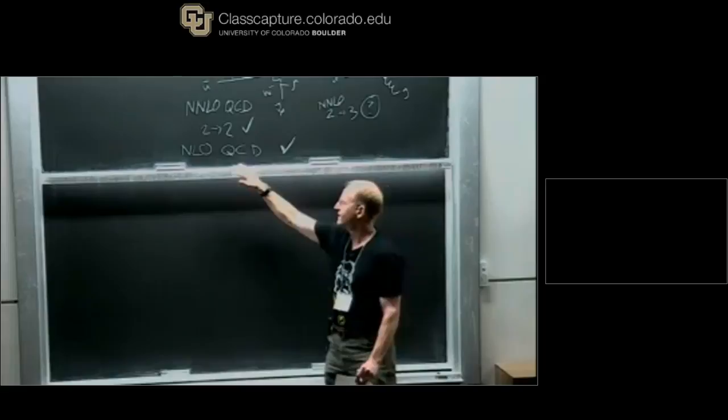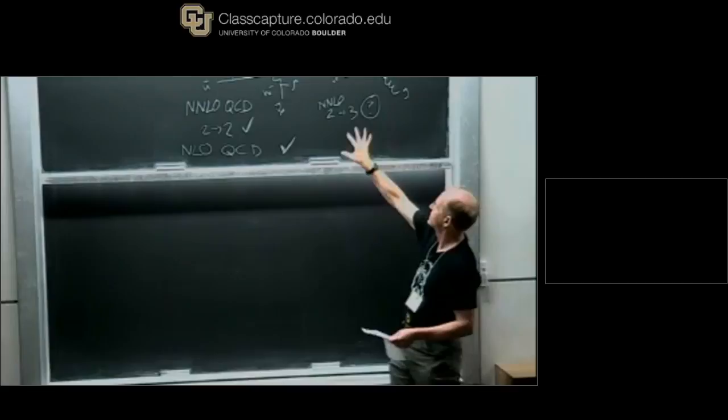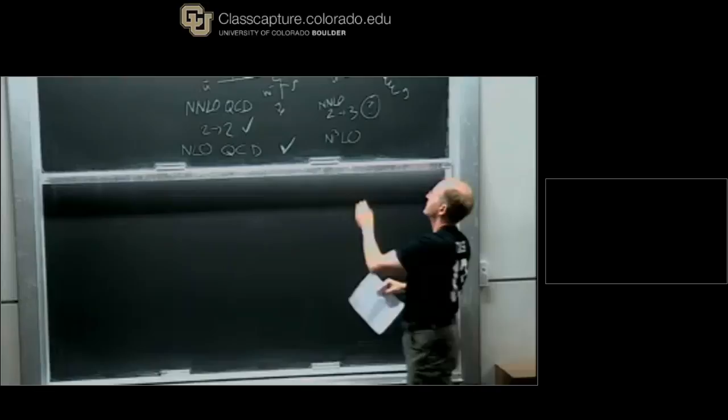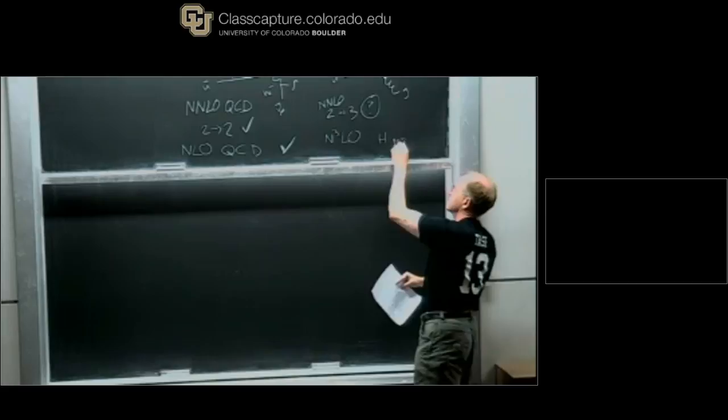And so the frontier is really trying to go to N squared LO for processes like this, and in some rare cases, try to go to N cubed LO. There's only one process we really know at N cubed LO, and that's Higgs production.